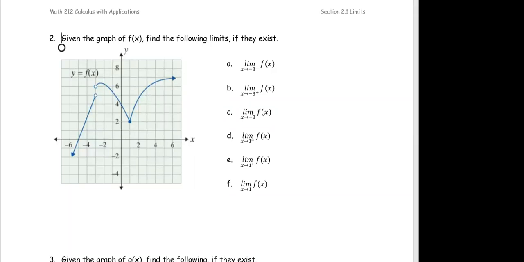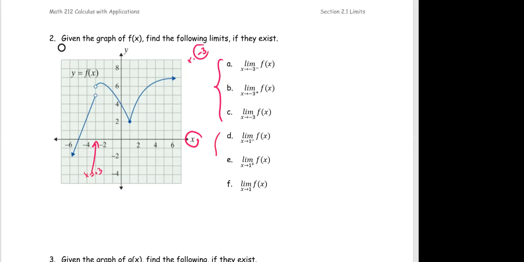In this problem, they ask you for 6 different limit values. The first three, x approaches -3. So we target -3. Where is -3? This is x, right? The x value. Look at the x direction. Where is x? -3 right there.